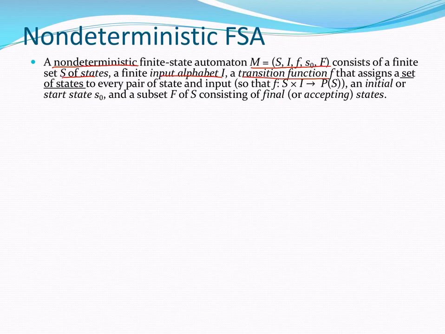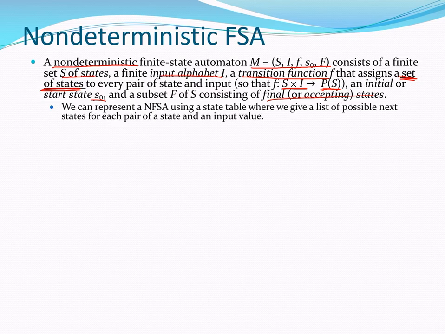Now this is the new thing. Instead of assigning a state and input pair to another state, it assigns a state and input pair to a set of states, so that really our function is from S cross I to the power set of S. And again, we'll have the initial state and the set of final or accepting states. Okay, well, let's take a look at how this works.